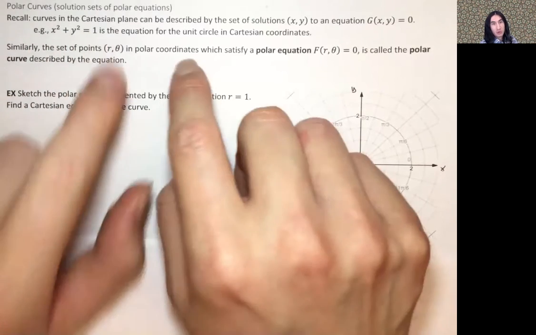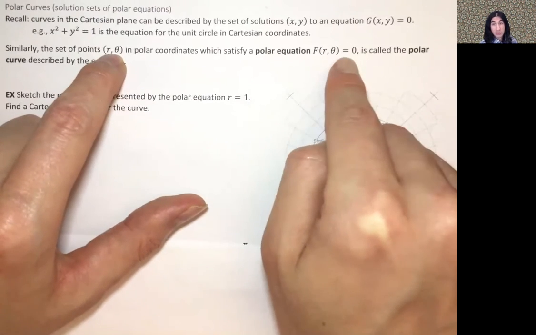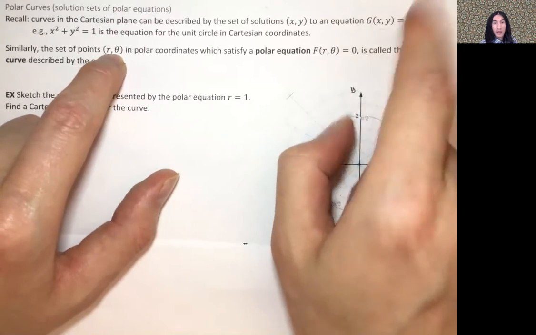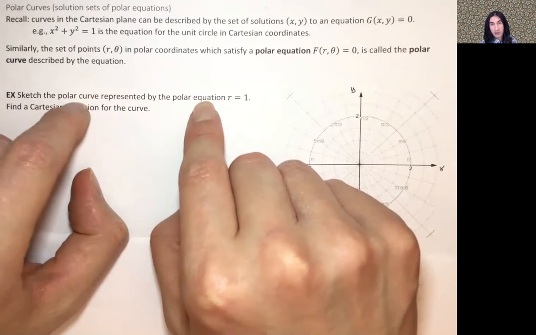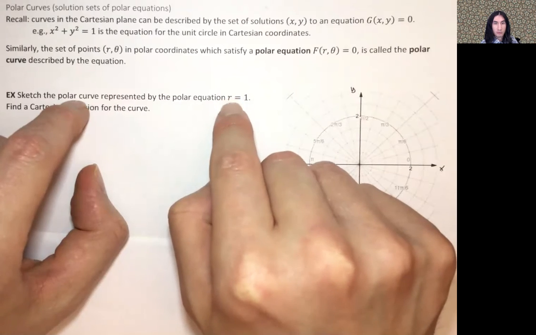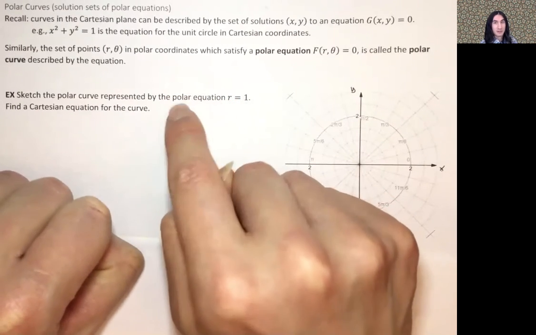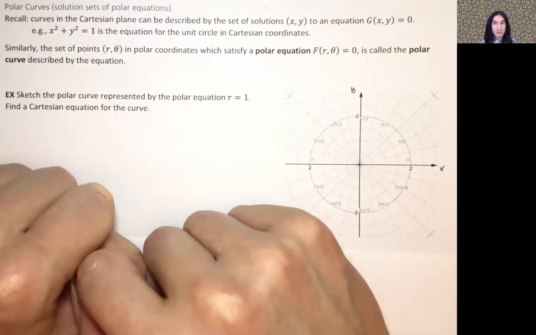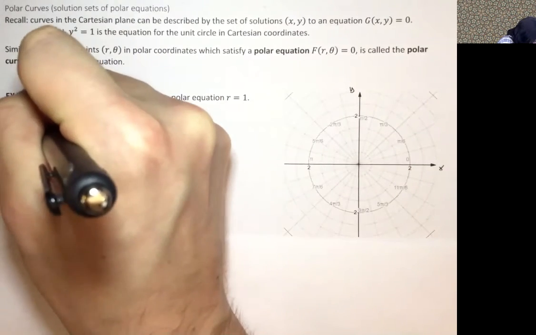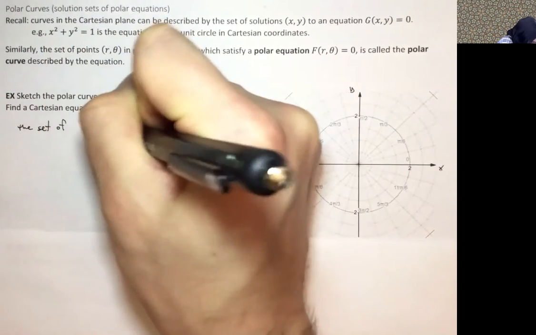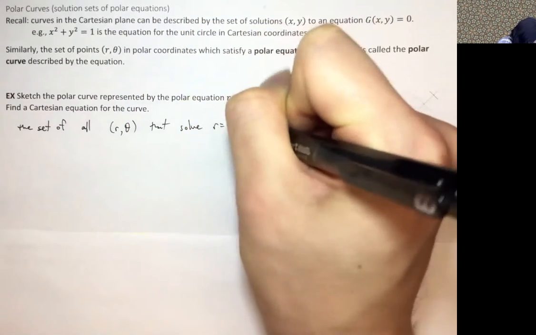So for instance, we might want to write equations in polar coordinates that satisfy a polar equation rather than a Cartesian equation and describe the curve that way. So for instance, here's a polar curve. Because we're using polar coordinates, the equation that describes it is not a Cartesian equation, it's a polar equation. So this polar equation, r equals 1, means we're looking for the set of all r comma theta that solve r is equal to 1.